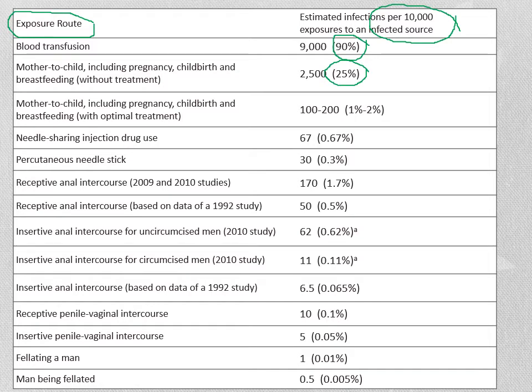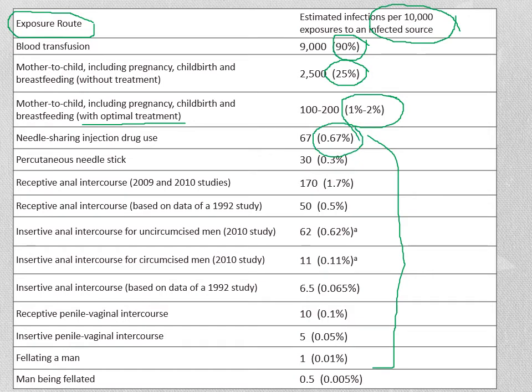What's really interesting, however, is that if they have access to treatment, which we'll discuss in the next section, that risk drops to 1 to 2%. This is a medical miracle. This is amazing and wonderful that we can prevent newborns from getting infected with HIV. And then if you look at all of the other behaviors, the risks are all less than 2%, sometimes very much less than, right? So here's needle sharing with injection drug use, less than 1%.